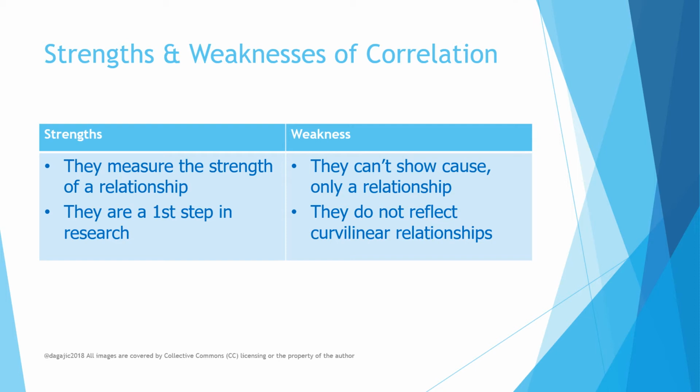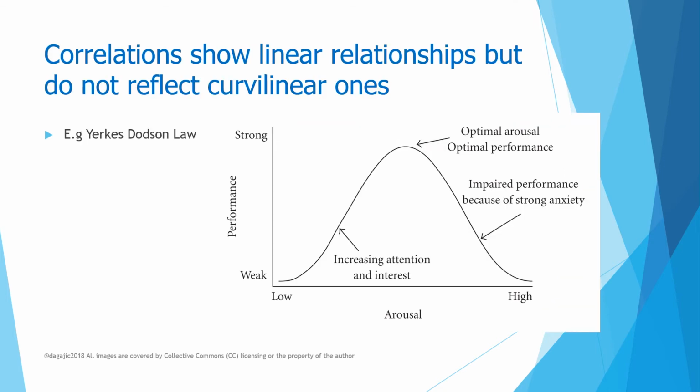It can only show relationship. And remember earlier we talked about that third variable problem. The other problem is they don't reflect curvilinear relationships, and we're going to look at that in more detail in a second. So a curvilinear relationship, an example here, is the Yerkes-Dodson law.